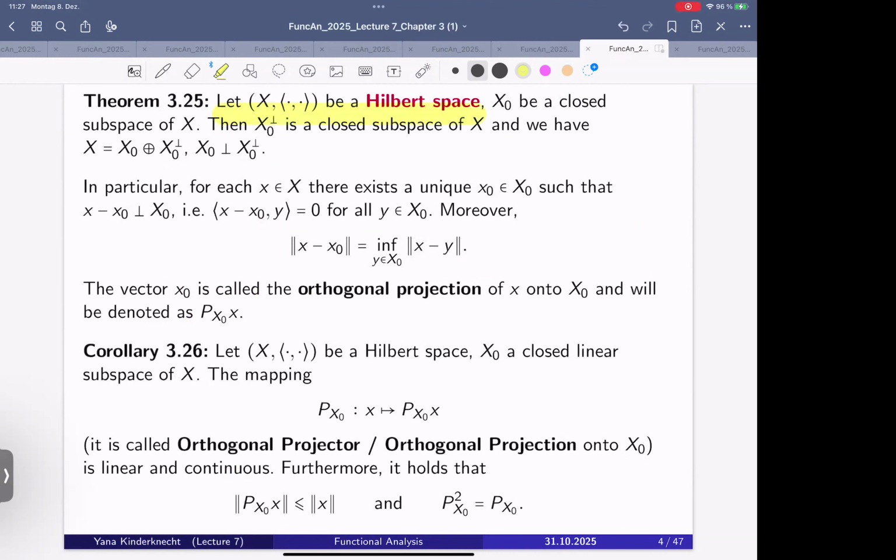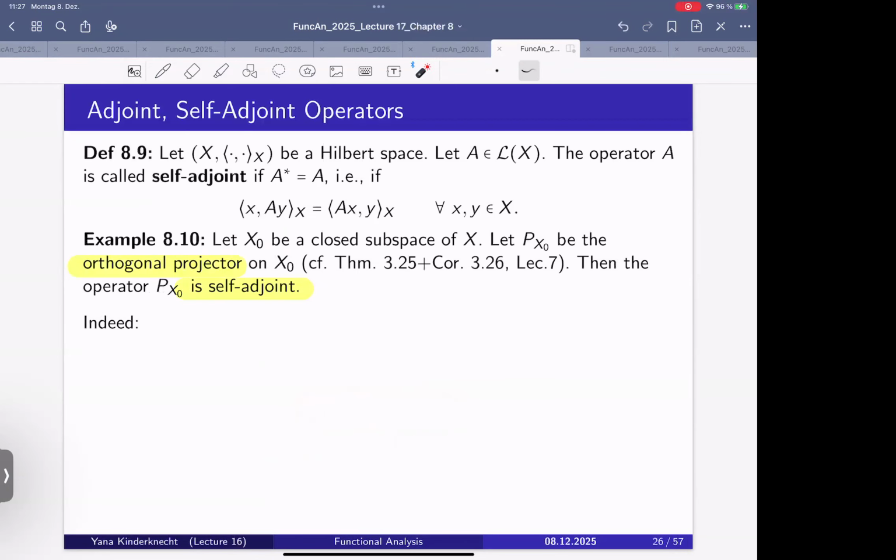If we have a Hilbert space X and X0 is a closed subspace, then X can be represented as this direct sum, and that orthogonal projector acts as follows, where this P_X0 is just the orthogonal projection on X0, which satisfies this.